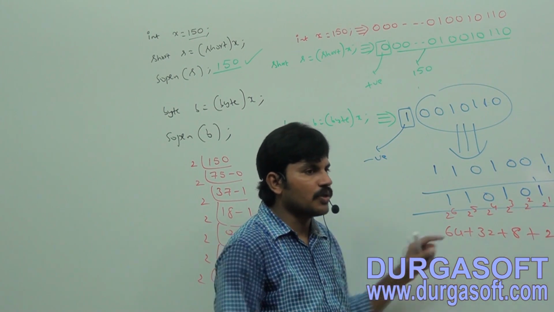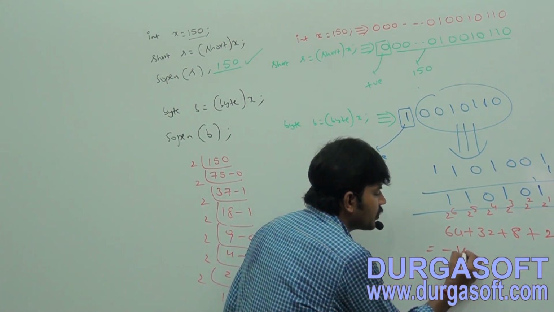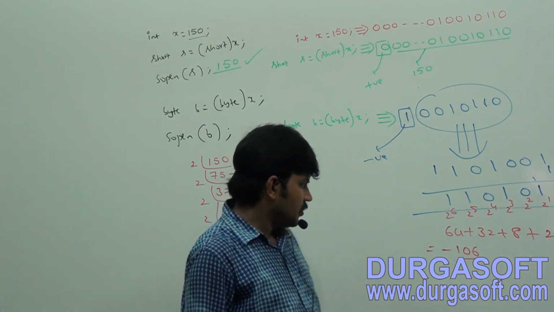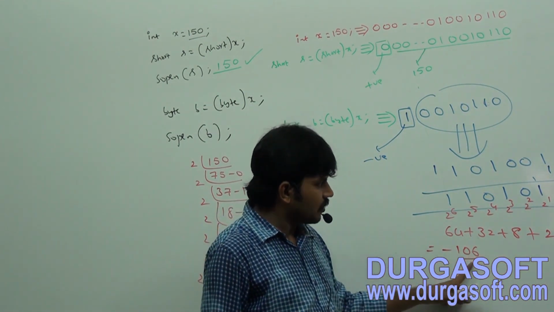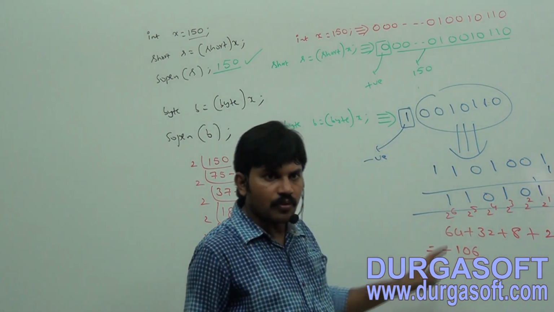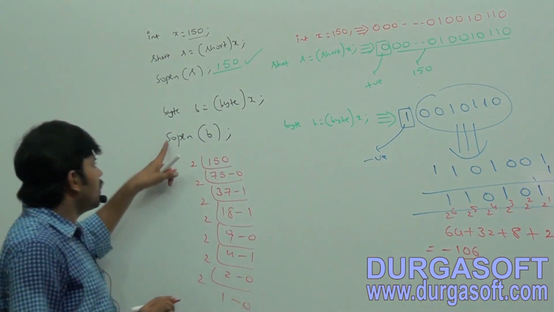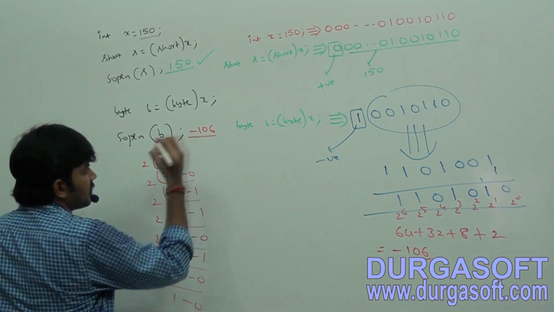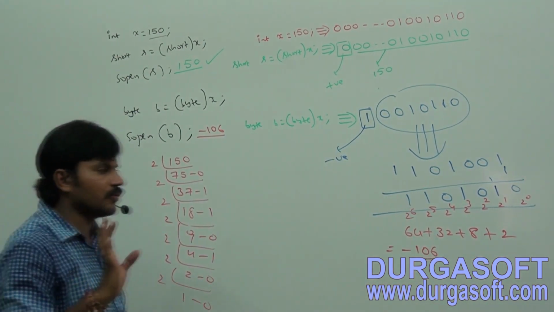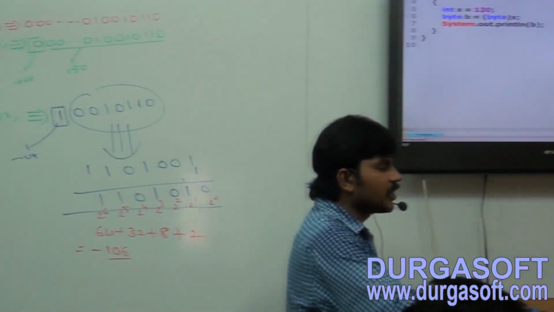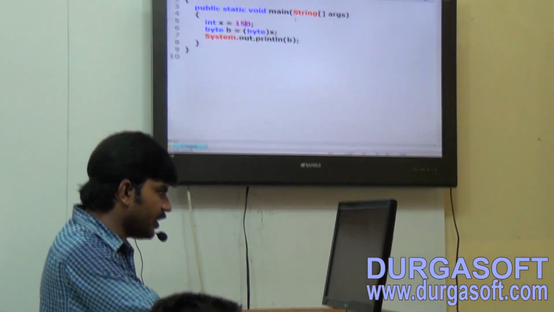104 plus 2 is nothing but what? Minus 106. Can you please cross check once again? Minus 106. Yes. Correct, right? Am I making a mistake anywhere? No. Let me cross check. So SOP of B, what is the value now? Minus 106. Okay, let me cross check. So here, one minute, just observe. Byte B is equal to byte of X, here 150.